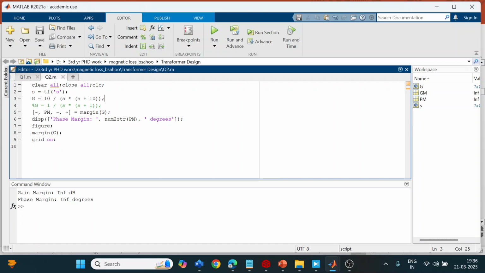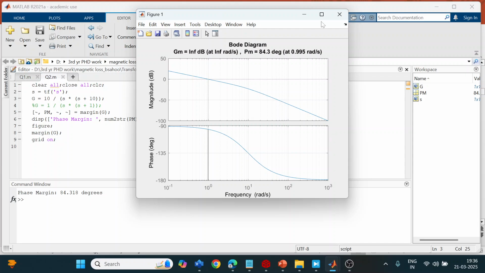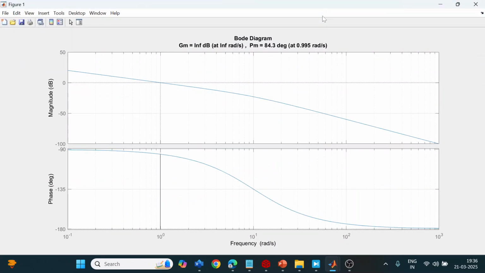I am just interested in the phase margin, so I don't want the other values. I am putting a nullify symbol, so I record only the phase margin from this margin command, and plot. I run this. If you run this, it directly gives you the phase margin equal to 84.3. Just note it down: the phase margin is 84.3 degrees at 0.995 radian per second. I have noted it down because you have to solve that question.